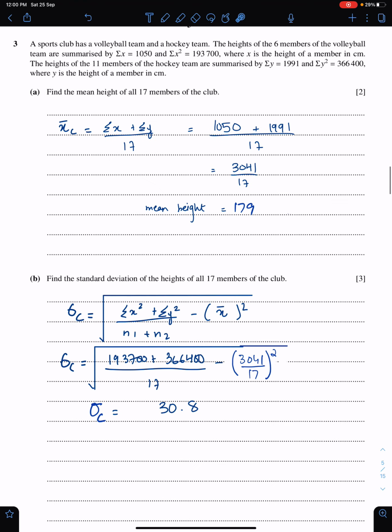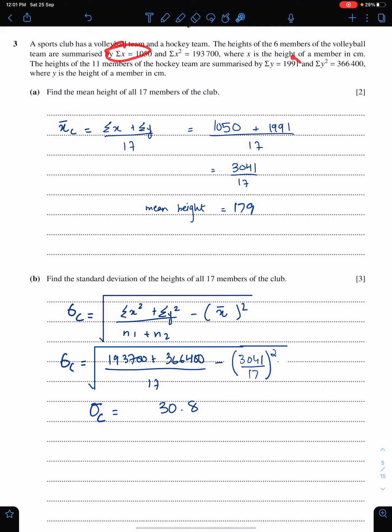Number 3. A sports club has a volleyball team and a hockey team. The heights of the 6 members of the volleyball team are summarized by sigma x and sigma x squared. The heights of the 11 members of the hockey team are summarized by sigma y and sigma y squared. Part A, find the mean height of all 17 members. This means we need the combined mean, and this is the formula of the combined mean.